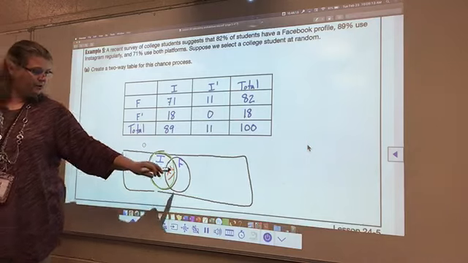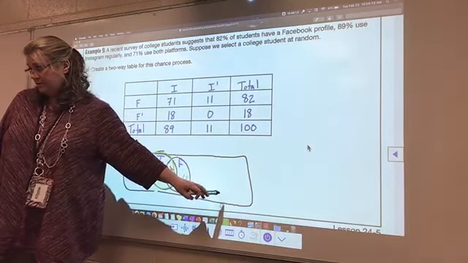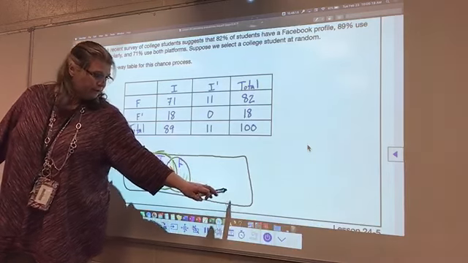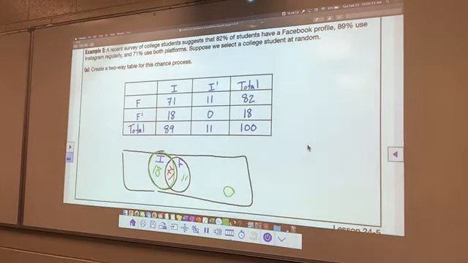And then out here we would put 11. Good. Would we have anything out here? In this case we don't. If we did, we would put whatever, but there's nothing that's not in either of them.